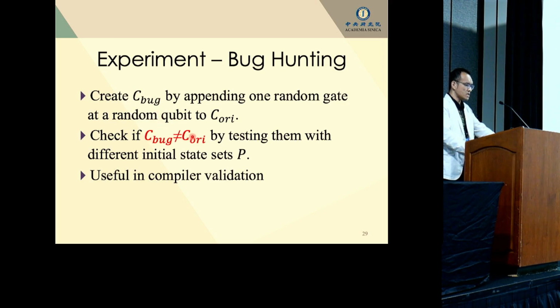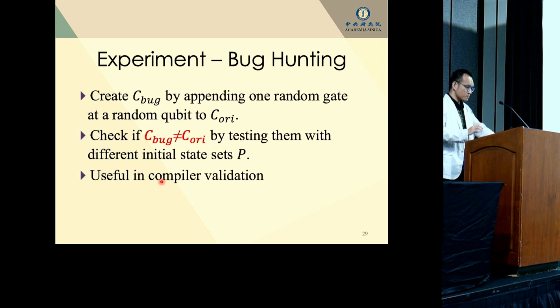And then we test whether they are the same by testing them with a sequence of different initial states. If for one of them we find that the final results are different, then the circuits are different. We have a strategy to generate the initial states. And this might be useful in, like, compiler validation. We check whether the result is correct after you run it.